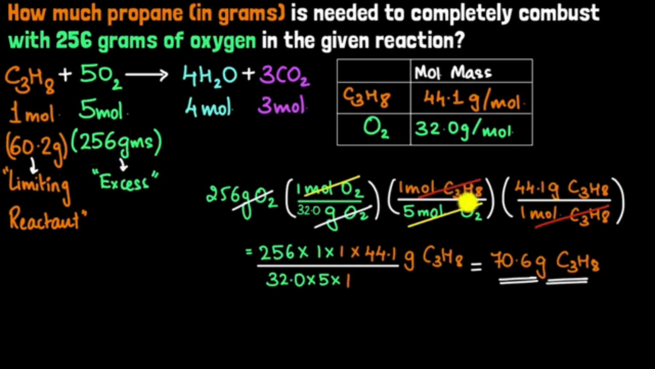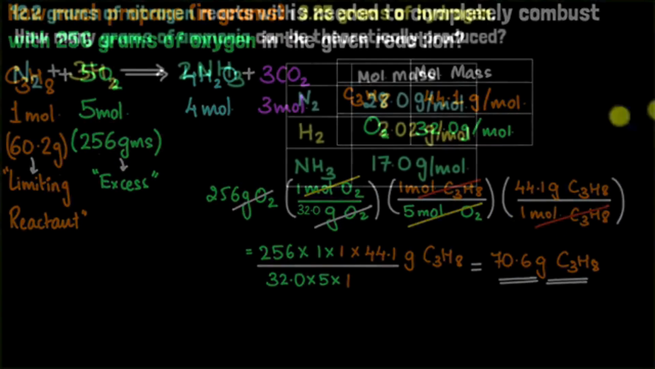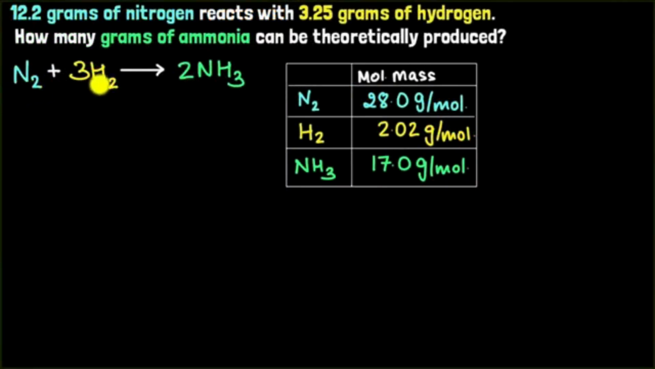Okay, let's just do another problem on this idea and it'll make sense. This time we are reacting nitrogen with hydrogen to get ammonia. And again, what's given to us? 12.2 grams of nitrogen reacts with 3.25 grams of hydrogen. And we have to calculate how many grams of ammonia can be theoretically produced.